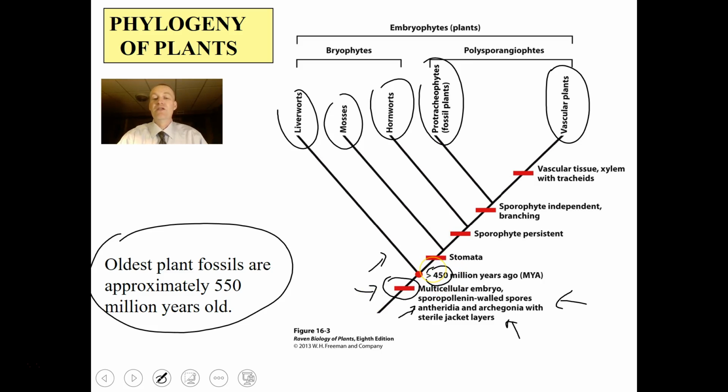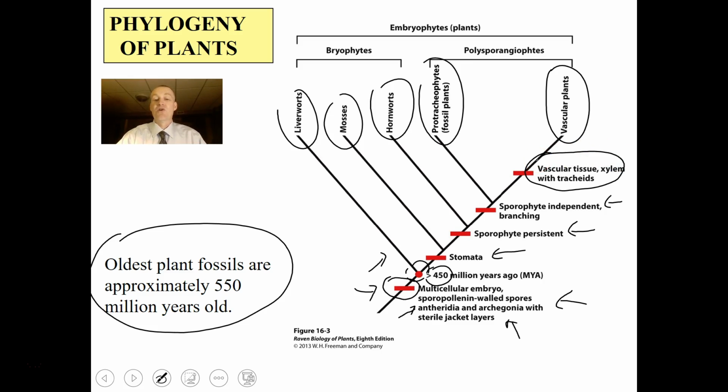About 450 million years ago, we have a diversification. We have liverworts coming off. Then we have the development of stomata. These are little breathing holes on leaves or leaf-like structures that allow the organism to bring in carbon dioxide. And you can see moss have that and hornworts have that. We then have a sporophyte that's persistent, and we'll talk about what that means. And then we have an independent branching sporophyte that forms, and then eventually vascular tissue that forms.